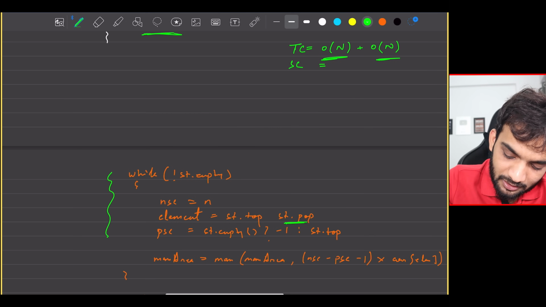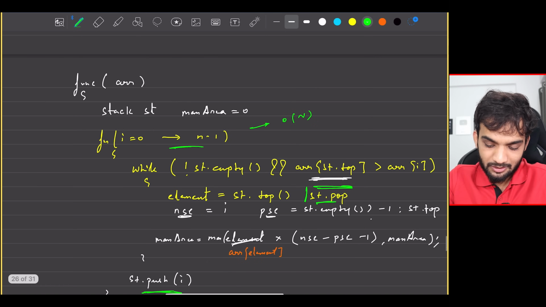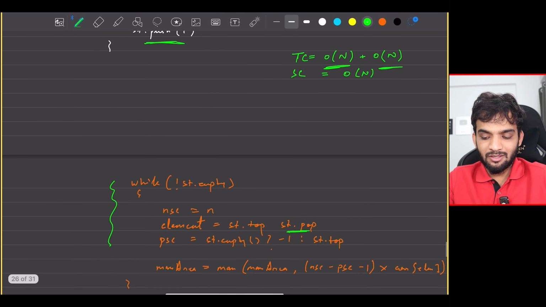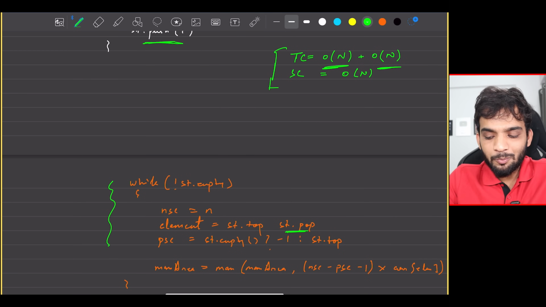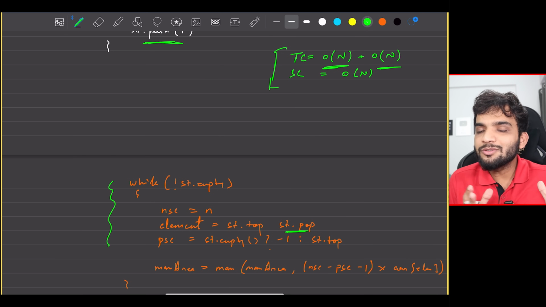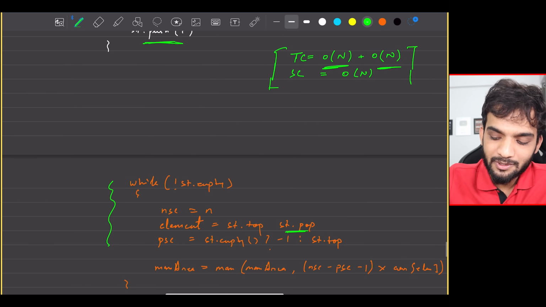What about the space complexity? I'm using a big O of n for the stack. Am I using something else? I'm not using anything else. That is the time complexity and space complexity. Did I do it without pre-computations? Yeah, I did use a stack, but I didn't pre-compute something. I did it on the fly. This is the most optimal solution.